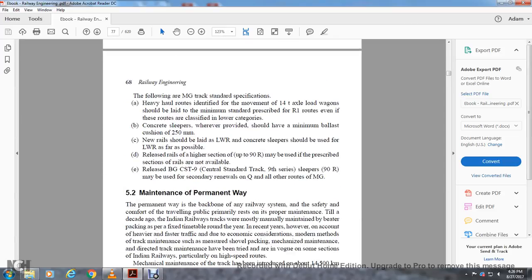Following the meter gauge standard specification, heavy haul routes identified with the movement of 14 tonne axle load wagons should be laid with the minimum standard prescribed for R1 routes, even if the routes are classified in lower categories. Where concrete sleepers are provided, a minimum ballast cushion of 250 millimeters is required. New rails should be laid as long welded rail, and concrete sleepers should be used with long welded rail as far as possible. Released rail of the higher section up to 90R must be used where the prescribed section rails are not available. Released on broad gauge, CST9 sleepers and 90R rails may be used. Secondary renewals on all other meter gauge.